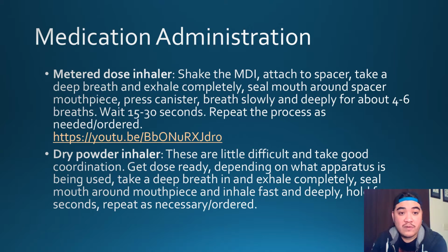Okay, so we're going to go over how to use these properly. For a metered dose inhaler, you shake the MDI and attach it to the spacer. You take a deep breath and exhale completely. You seal your mouth around the mouthpiece of the spacer, press the canister, and breathe slowly but deeply for about 4 to 6 breaths. After that, you wait 15-30 seconds and repeat the process as needed or as ordered.